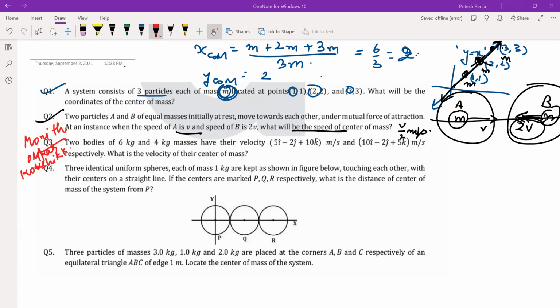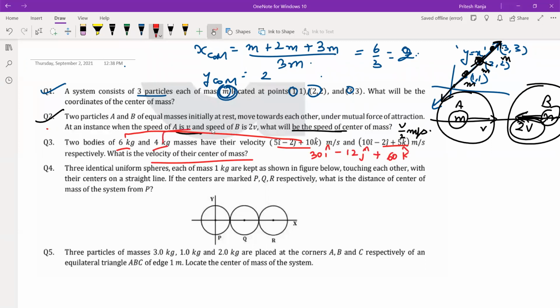Okay, so here we can see two bodies of the masses. Their masses are given here, 6 kg and 4 kg. Their velocities are given. You have to find the velocity of center of mass. You again use the same formula. So I'll directly multiply one mass into this velocity. What we will get? 30I minus 12J plus 60K. And then other mass into this other velocity. So that should also be added up. So 40I minus 8J plus 20K. And then you need to divide this complete thing by 10.